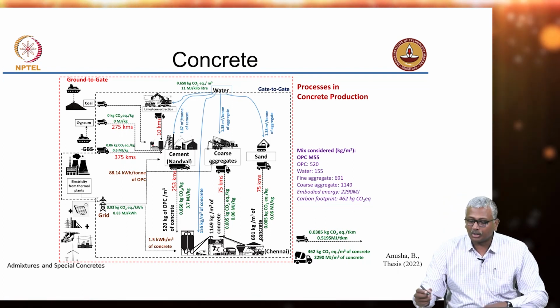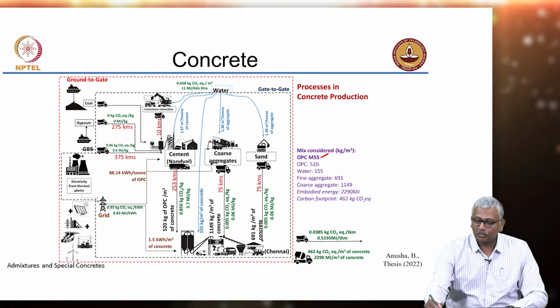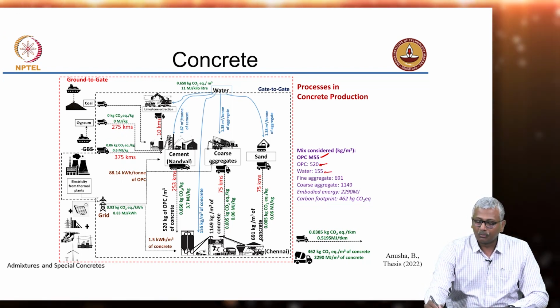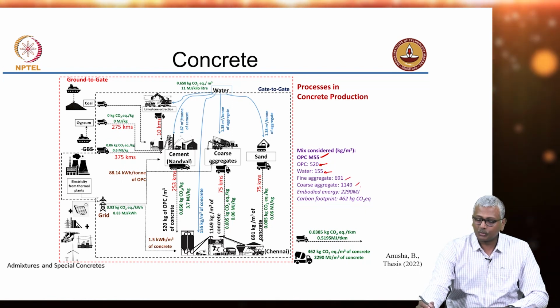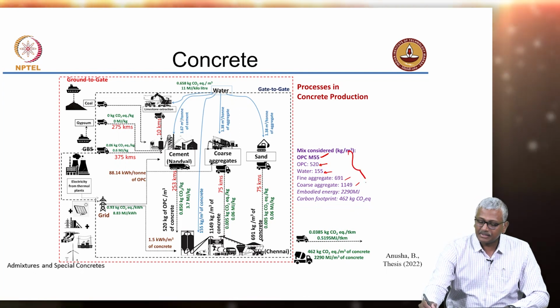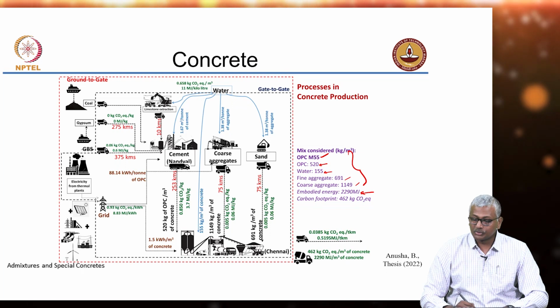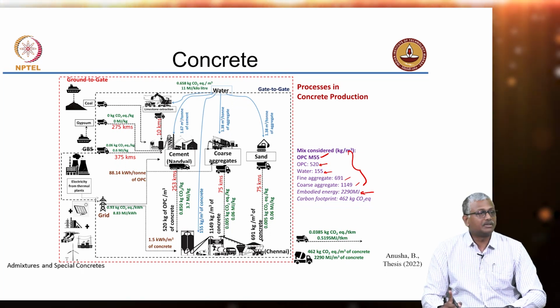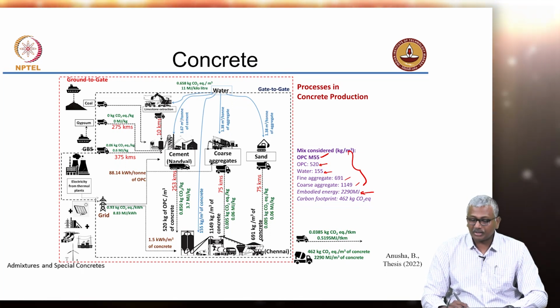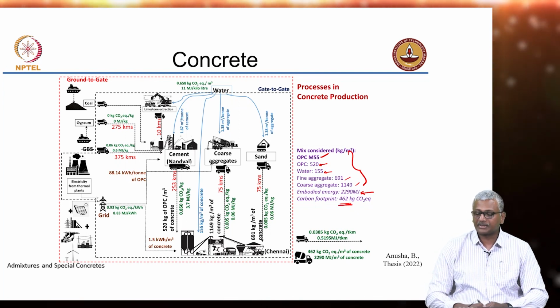So, to make things short, a simple mix design of M55 grade concrete is considered with OPC of 520 kilograms, water of 155, fine and coarse aggregates as given here in terms of kilograms per cubic meter. This results in an overall embodied energy of 2290 million joules. That means 1 cubic meter has an embodied energy of 2290 million joules and a carbon footprint of 462 kilograms equivalent.